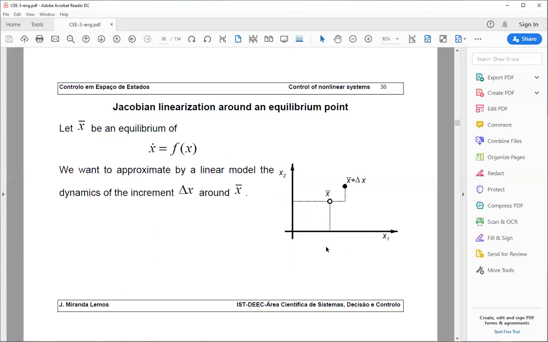Suppose that you have a state x which is close to the equilibrium. Not at equilibrium, because if x is at equilibrium, it will remain at equilibrium, but close. So at a position which is given by x bar plus delta x. Well, delta x is an increment of the state around the equilibrium that I assume remains small. And first, we are going to obtain an approximate model for delta x.